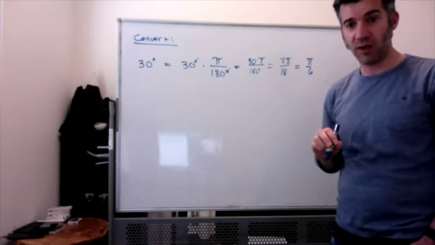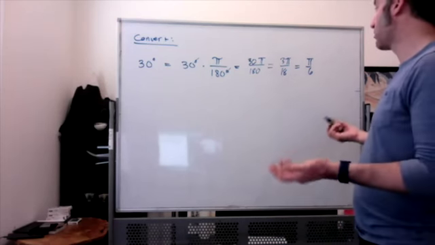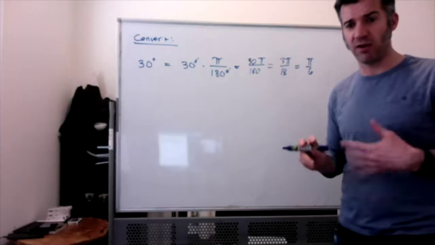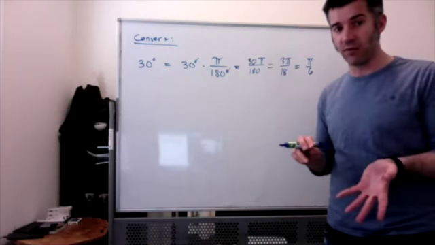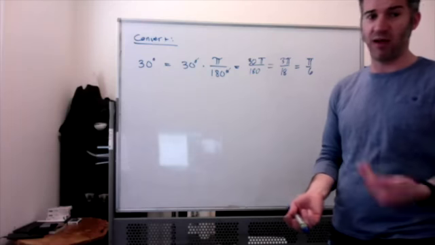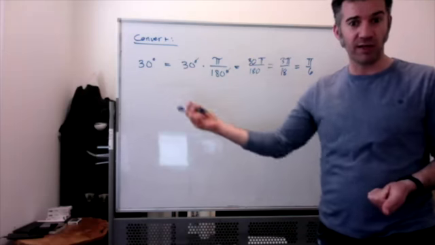So pi over 6 radians is equal to 30 degrees and vice versa. There are a few angles that are very common, and this one comes up all the time. It's going to be very, very useful for you just to remember, instead of having to convert, that pi over 6 radians is equal to 30 degrees and vice versa.